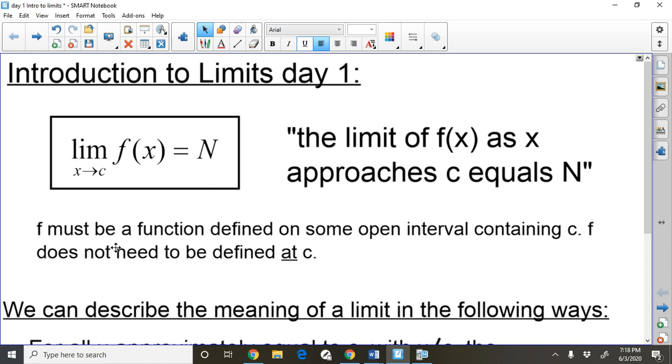F must be a function that is defined on some open interval containing c, but f does not need to be defined at c. And as we go through these examples, you'll see what that means. It has to be defined around c, but not necessarily at c itself.